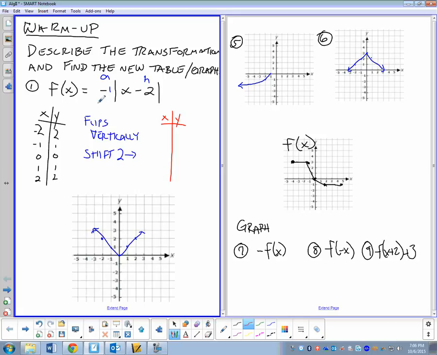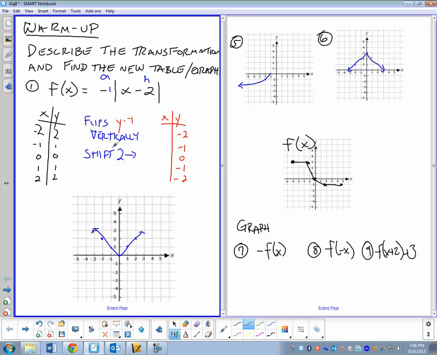So because my A is -1, I'm going to take each of these Y values and multiply it by -1. So again, because of this vertical flip, I multiply each of my Y values by A, which is -1. So 2 times -1 is -2. 1 times -1 is -1. 0 times -1 is 0. 1 times -1 is -1. 2 times -1 is -2.